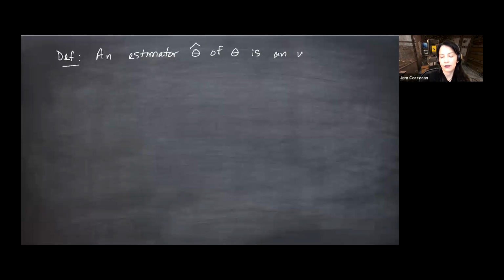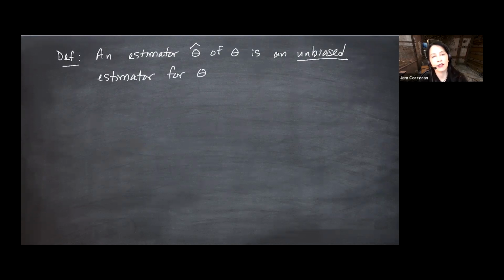So here is a definition for you. It makes more sense for me to do it with the general tau, but I'm going to start with just a theta because I think it's a little easier to absorb the notation and read. So we say that an estimator, theta hat of theta, is an unbiased estimator for theta, or more simply, we say it's unbiased for theta, if.